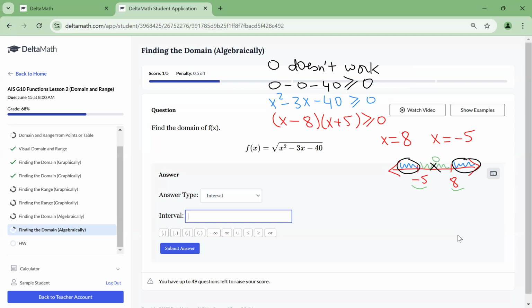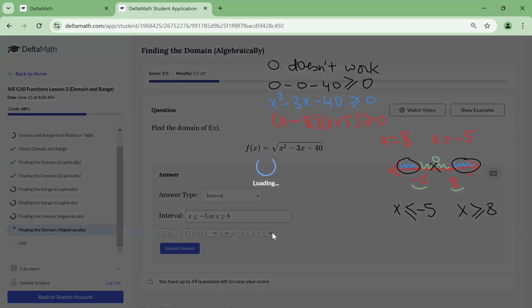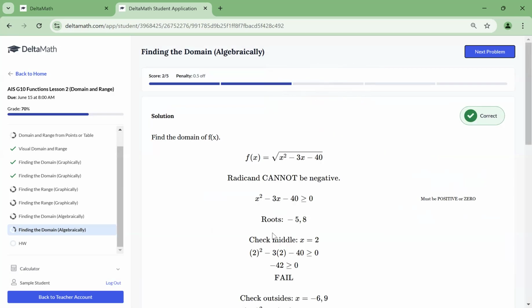We're going to write x is less than or equal to -5, or x is greater than or equal to 8. So x is less than or equal to -5, or x is greater than or equal to 8. This is correct as well.